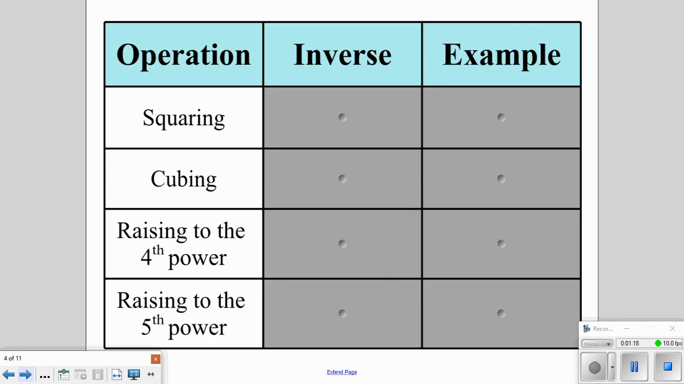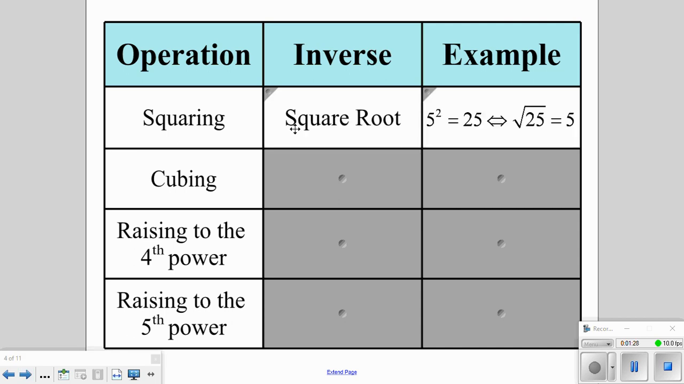Next up, we have to talk about some inverse operations. The first thing we have is squaring. The inverse of squaring something is the square root. 5 squared equals 25, and the square root of 25 is 5. Next up, we have cubing. The inverse of cubing is the cube root. 2 to the third power is 8, and the cube root of 8 is 2.